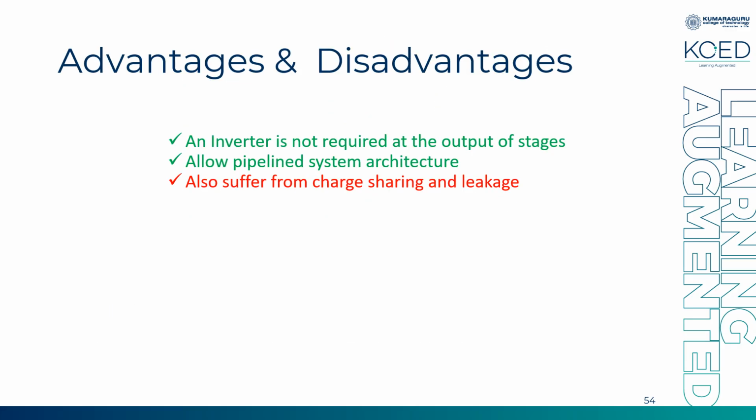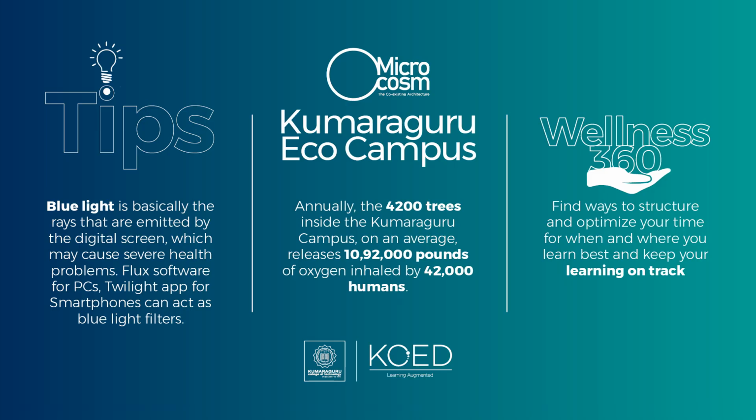What is the advantage? The advantage is that there is no need to add an inverter in every stage. Adding it only in the NMOS stage is enough. Okay, and you can have pipeline system architecture, but again wherever there is pre-charge, wherever there is evaluation, you have charge sharing and charge leakage. So this is the disadvantage. So that's all about your dynamic, domino and NORA logic styles.